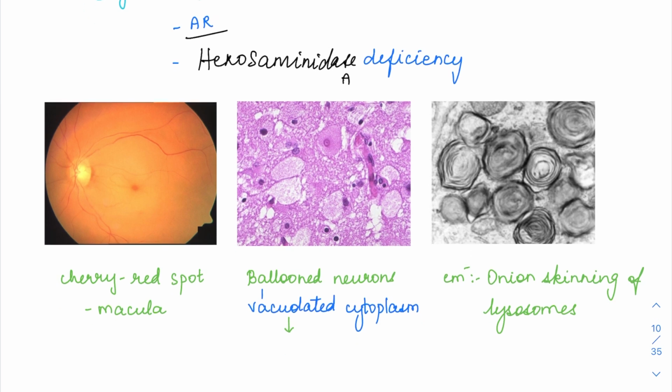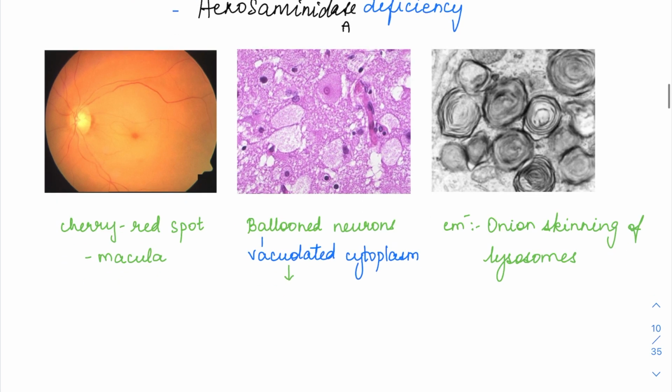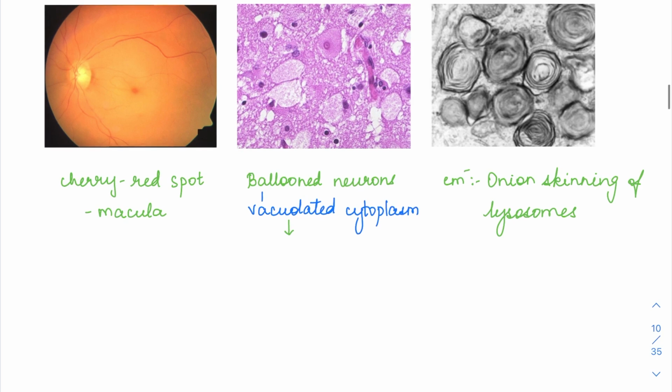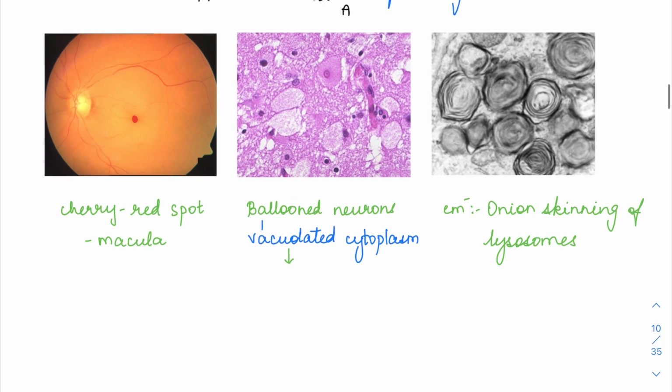So there is going to be accumulation of the substrate on which the enzyme was supposed to act. This substrate accumulation is going to cause the various toxic manifestations. The classical history will be given of a cherry red spot in the macula. This is the optic disc we see, and here you are going to see the red color dot, right? So this is the cherry red spot seen in the macula.